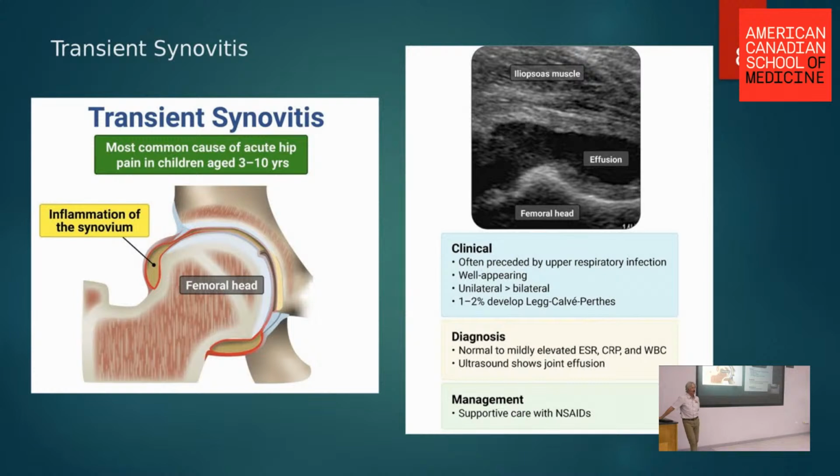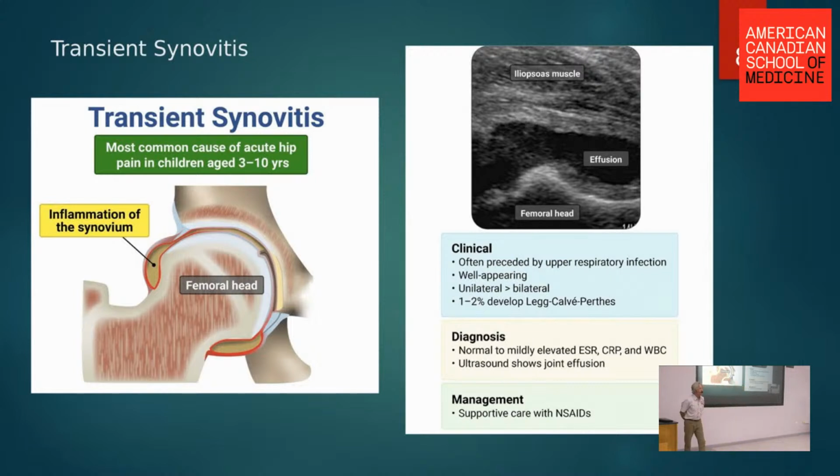It's the most common cause of acute hip pain in children between the ages of 3 and 10. Inflammation of the synovium of the joint. Ultrasound may show a joint effusion. You can see here, remember, black is air on an x-ray, but on an ultrasound, black is fluid. So you can see there's an effusion just above the femoral head there. That means there's fluid in the joint.